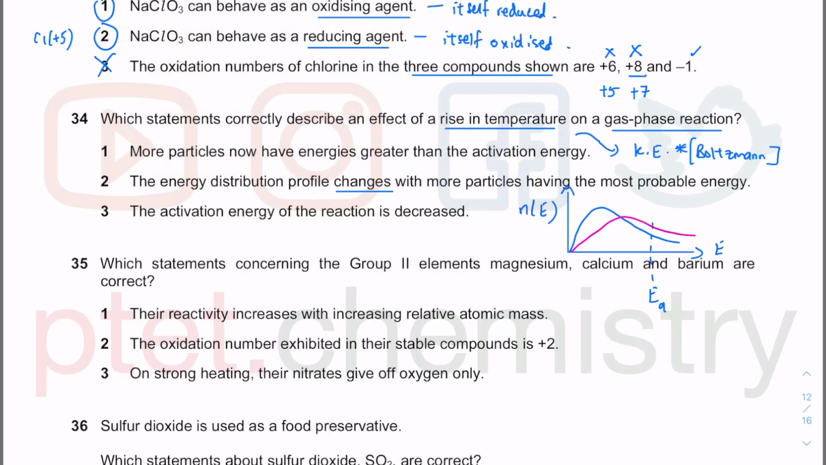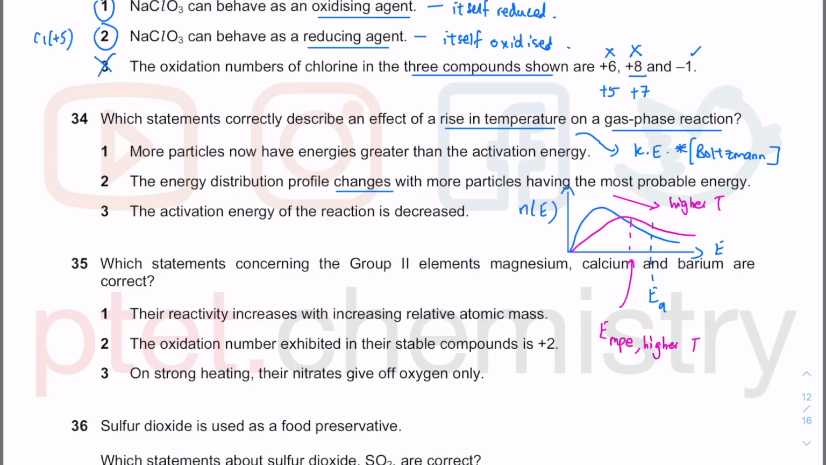At a higher temperature, the whole graph will shift to the right. This is the most probable energy. There are actually fewer particles having the most probable energy, because this pink color one, most probable energy, higher temperature. So going from there to there, from left to right, I have increased the temperature.